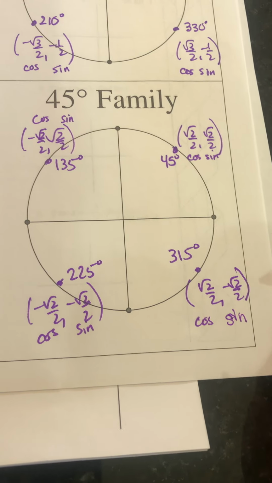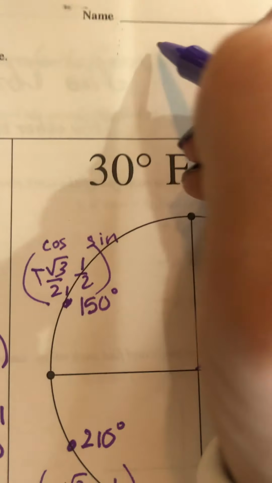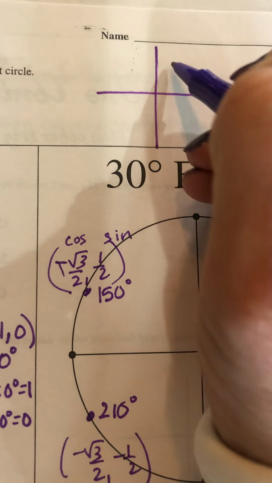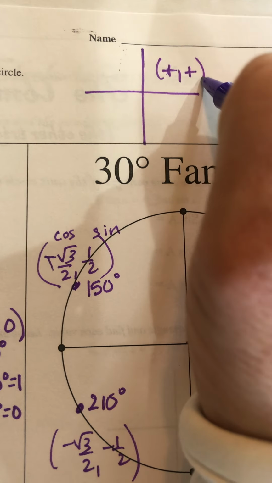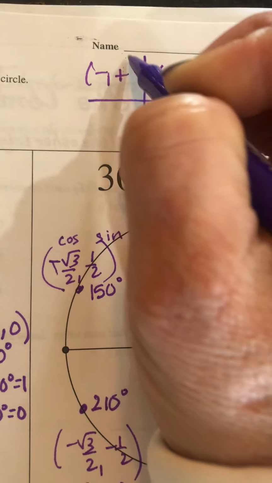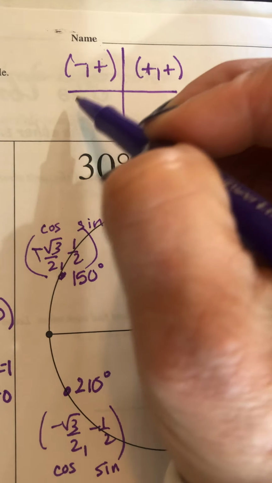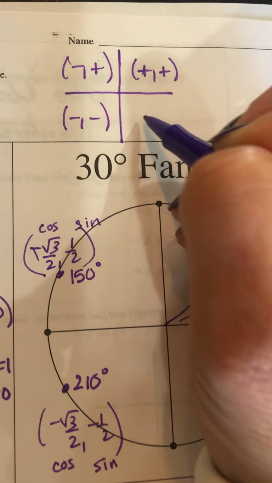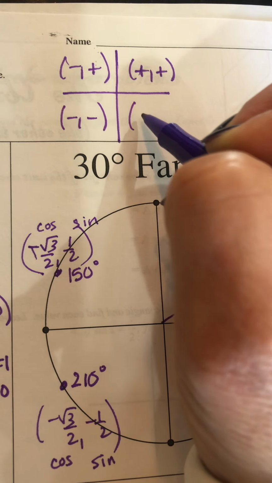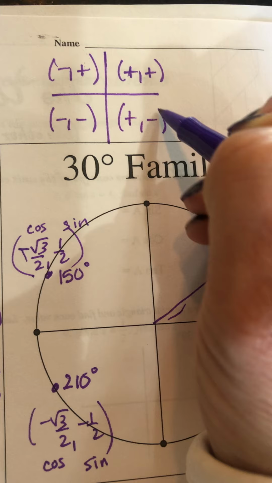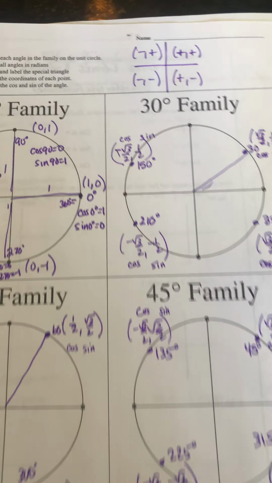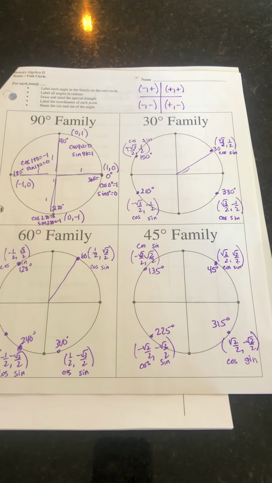That's the 45-degree family. So as one final wrap up here at the top, a lot of times I write just the signs of the coordinates in each quadrant. So in the first quadrant, it's always a positive x, a positive y. Second quadrant, -x, positive y. Third quadrant, of course, is both negative, and the fourth quadrant is a positive followed by a negative. And that is true for every family.